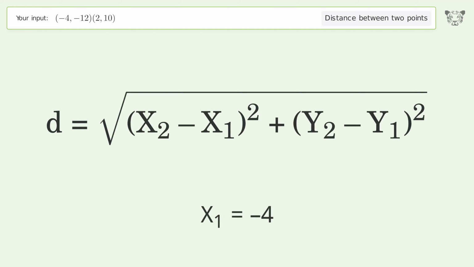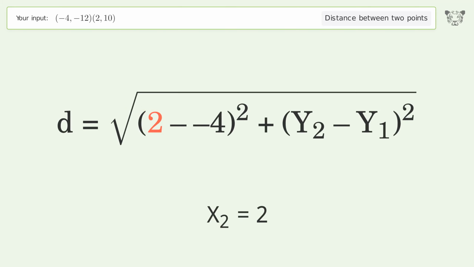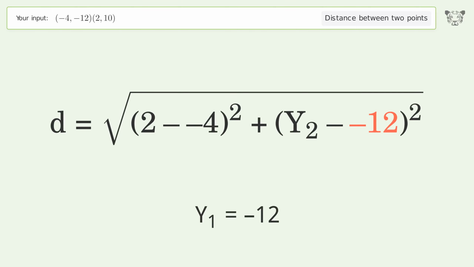x1 equals -4. x2 equals 2. y1 equals -12. y2 equals 10.